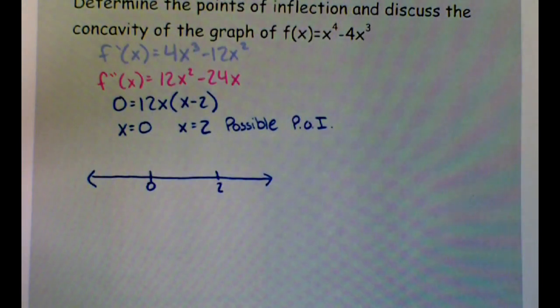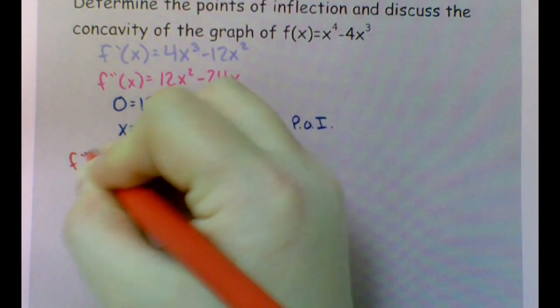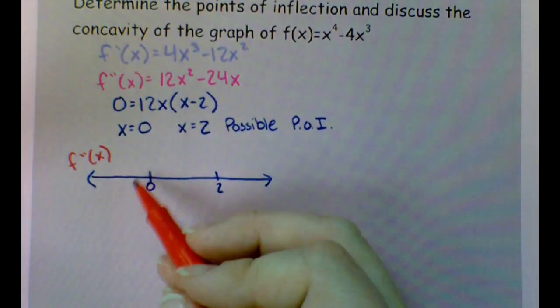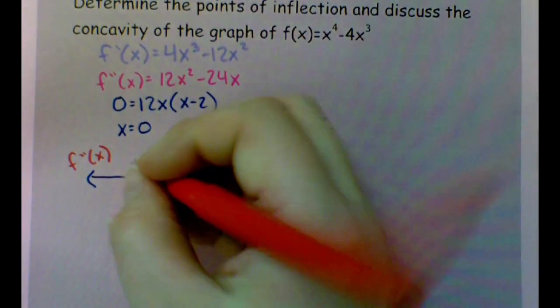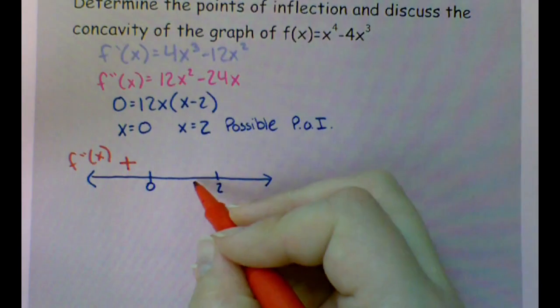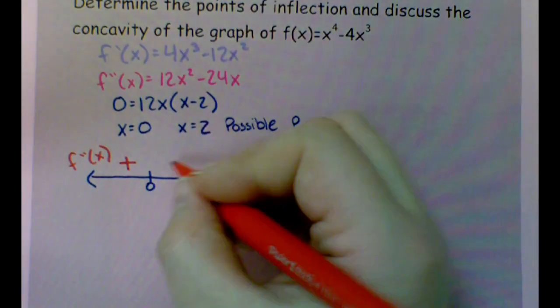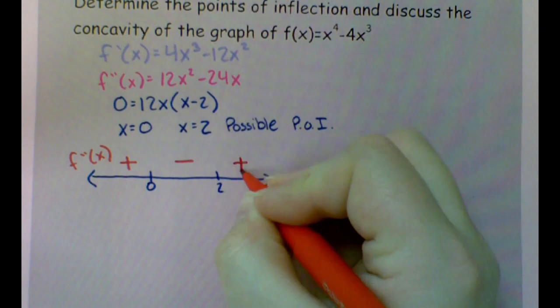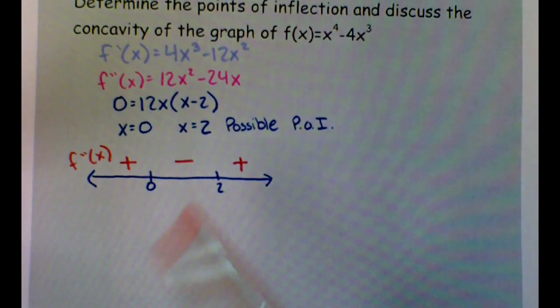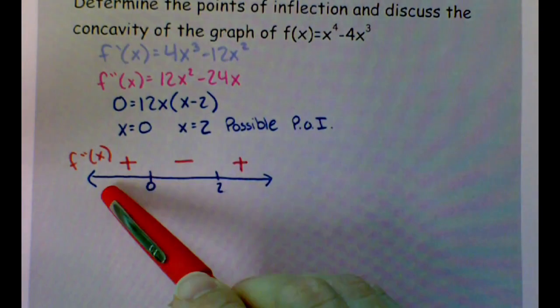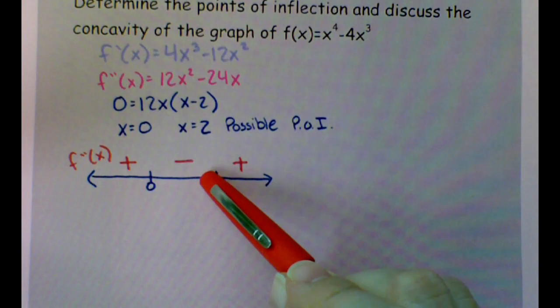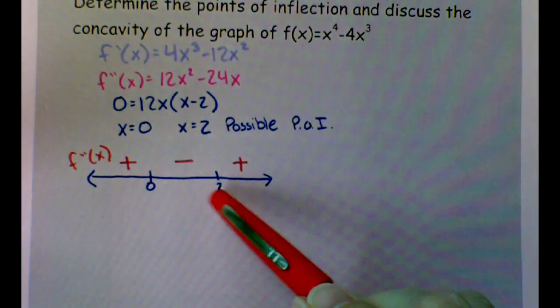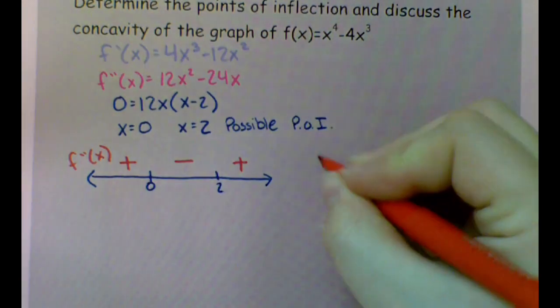We're going to plug in some test values to the second derivative. Let's say I plug in negative 1. I get a negative times a negative, so positive. Let's say positive 1. I get a positive times a negative. And positive 3, positive, positive. There we go. The graph switches from positive to negative, concave up to concave down, and then concave down to concave up. So both of these are points of inflection.